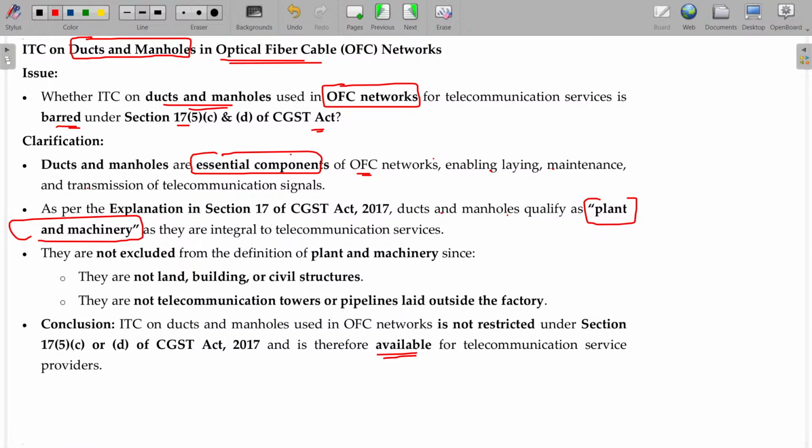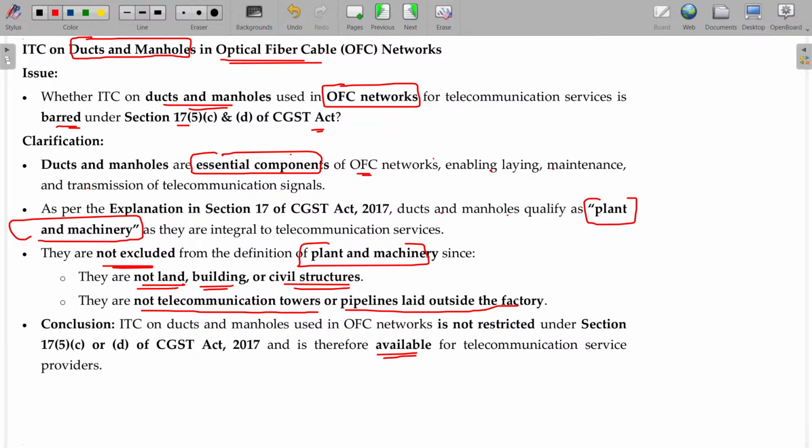But it is laid outside only, no? How will it be laid within your home? It should be routed through the entire length, down the earth. They are not excluded under the definition of plant and machinery as they are not land, building, civil structure, and not telecommunication towers and pipelines laid outside the factory. Then the optical fiber cable is considered as laid outside the factory, disqualified.